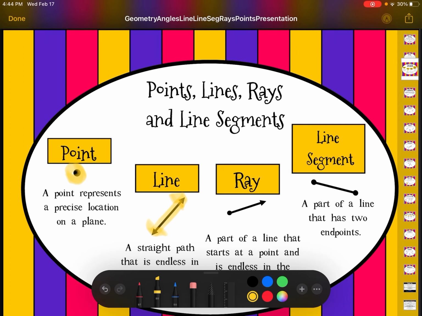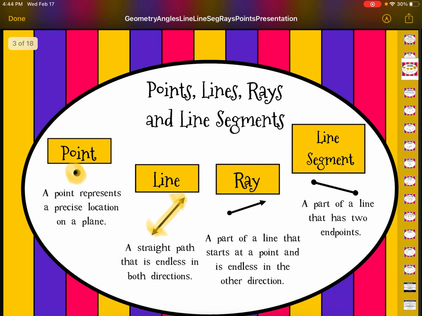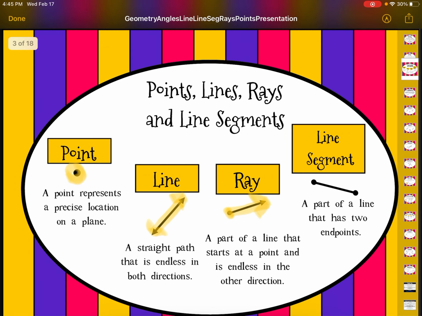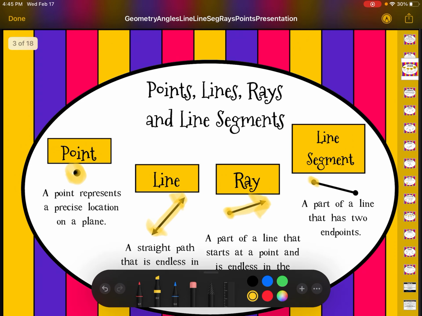That's a line. Then looking at a ray, a ray is a part of a line that starts at a point and is endless in the other direction. So we have a point, we go off in a direction, and we signify that with an arrow on the other end. Lastly, a line segment. A line segment is a part of a line that has two endpoints. So it has a start and an end, and takes up a definite space, whereas the others kind of go on endlessly.